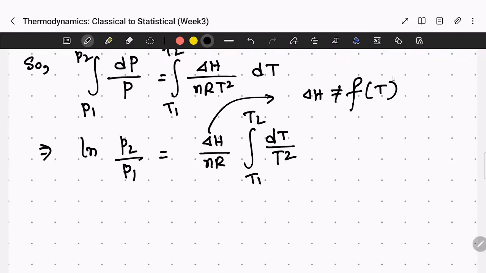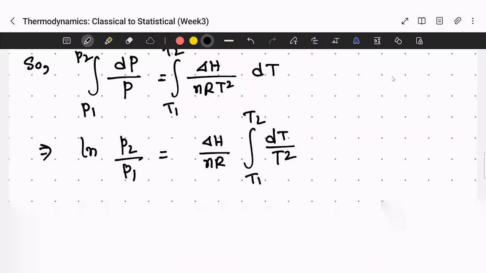You can think that for a phase transition, the transition basically occurs at a constant temperature. For example, solid ice melting to water occurs at 0 degrees centigrade. So ΔH should not be a function of temperature. Grossly, you can think like that. It's not that straightforward, but okay.